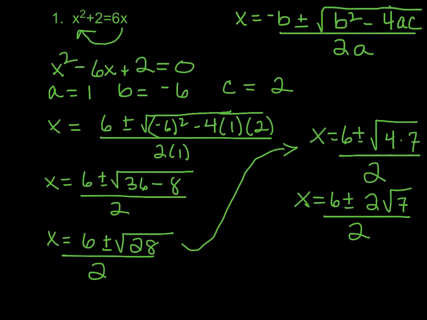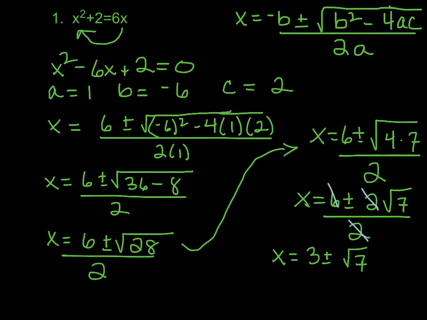Okay, now what I want you to notice, though, is that this 6, the 2, and the 2 have a common factor. So I can take these numbers and I can divide out a common factor of 2, which is what I'm going to do. So I have x equals 3 plus or minus. Now that's 1 radical 7. I don't need to write the 1, so I'm just going to write radical 7. And then the whole thing technically is over 1, but I don't need to write that either.